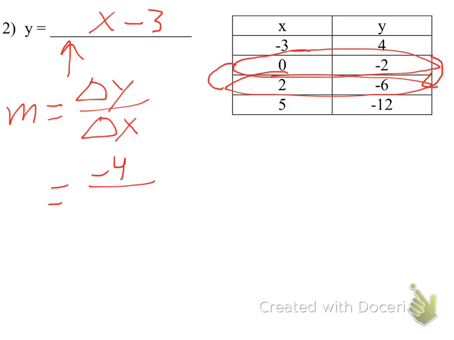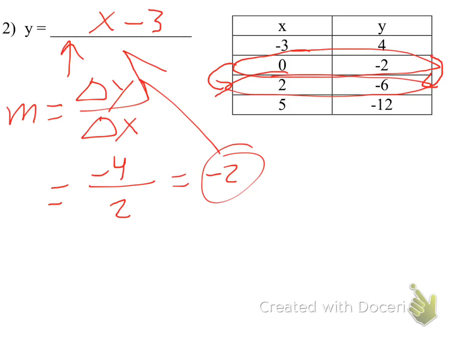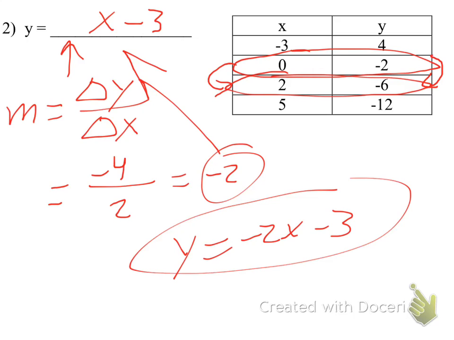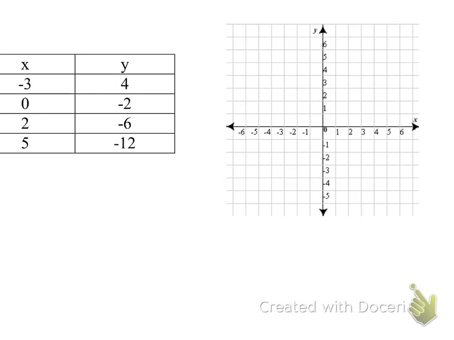Look at the x's. It goes from 0 to 2. That's an increase of 2, so you're going to put +2 there at the bottom. Simplify that: -4 divided by 2 gives you -2. And that's going to go in front of your x up there. So your final equation should be y equals -2x minus 2. Okay? Let's jump over to the graph part.